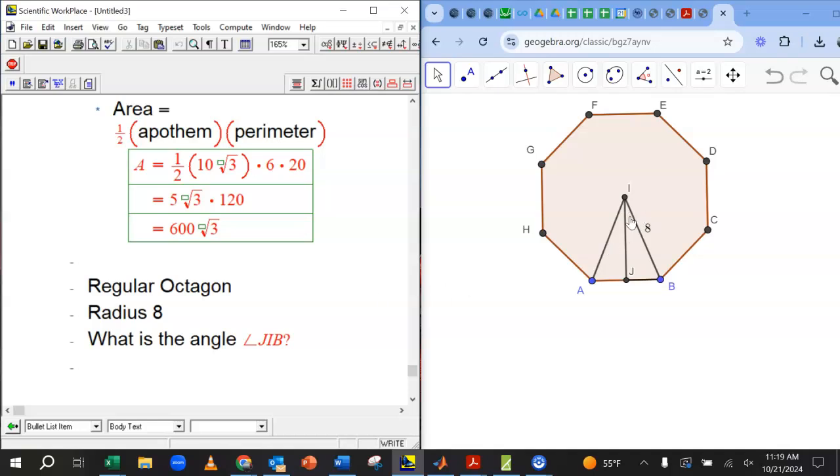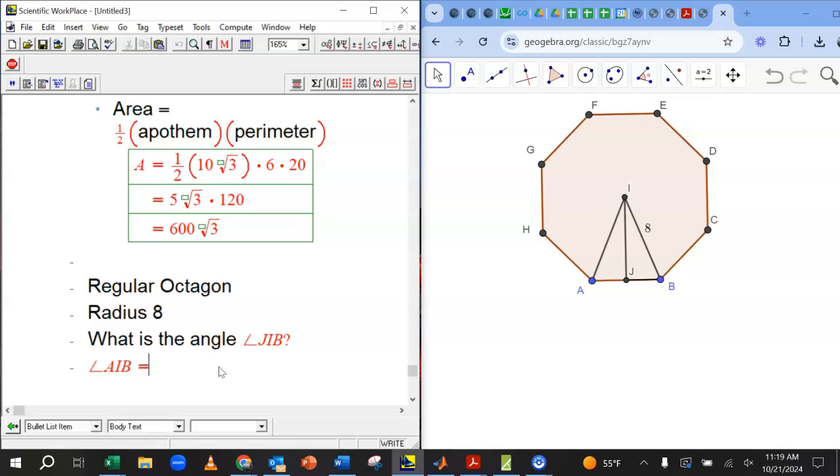Well, let's think about it. JIB, that's half of the angle AIB. So let's first think about angle AIB. Well, the key is that there's 8 of these pizza slices. I can make this pizza slice on AB, BC, CD, DE, EF, FG, GH, HA. There's 8 of these guys, and they have to add up to 360. All the rotation, all the angles around a single point always adds up to 360.